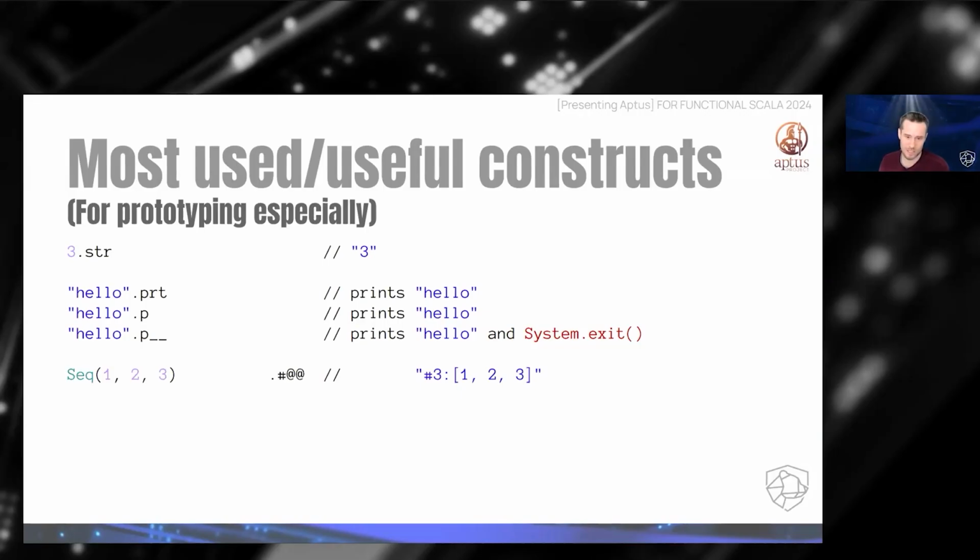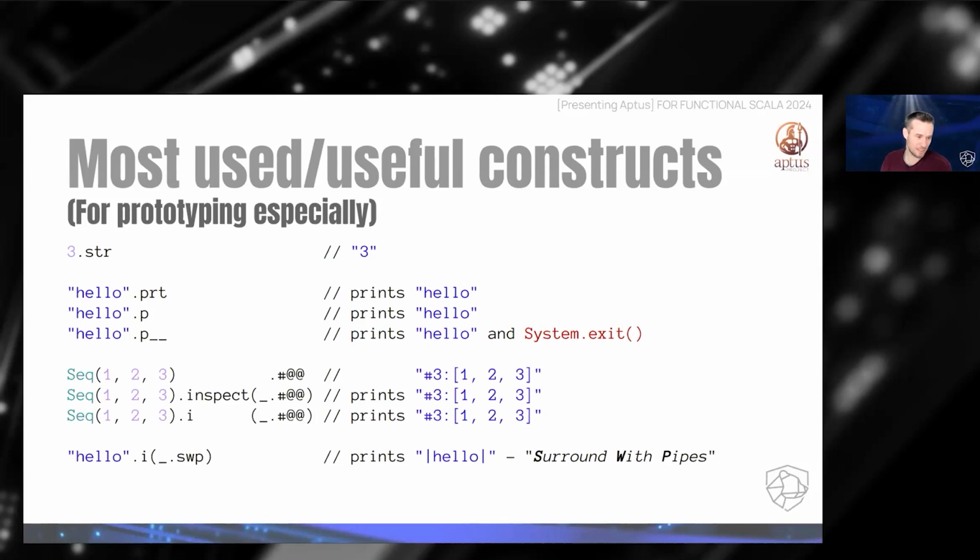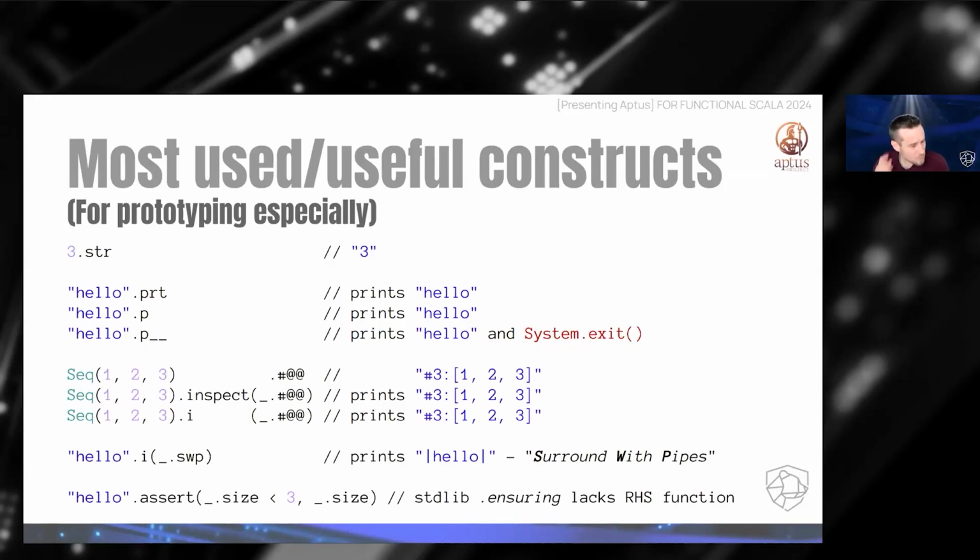This one gives you a formatted view on the sequence. This one does it, but as a side effect, so it'll just print it out to the console. And this is a shorter version of it. I use that one quite a lot as well. It basically prints the string and puts pipes around it so that it's pretty convenient when you're comparing multi-line strings, especially narrow messages. And lastly, this one's the assert, which is basically the same as ensuring from the standard lib, but the right-hand side basically allows you to do something with the value, which last I checked wasn't the case for the ensuring.